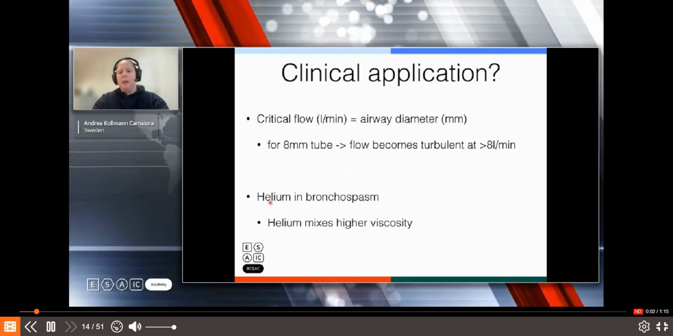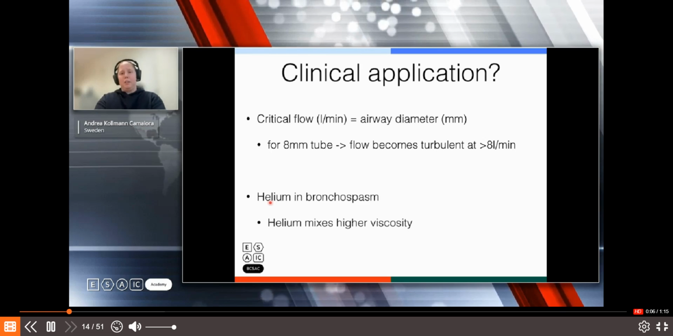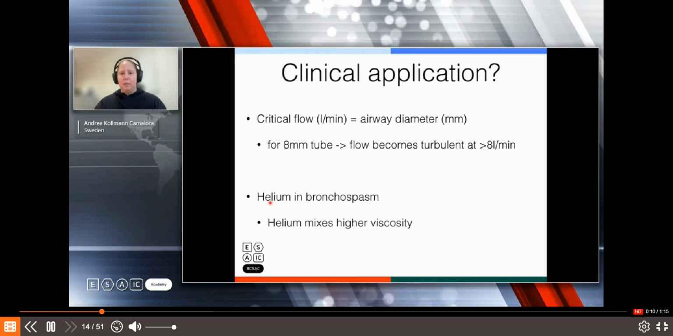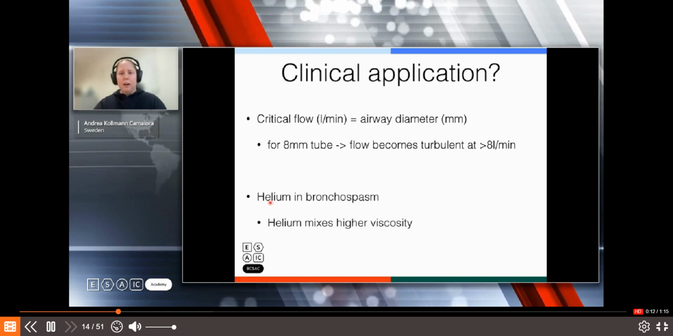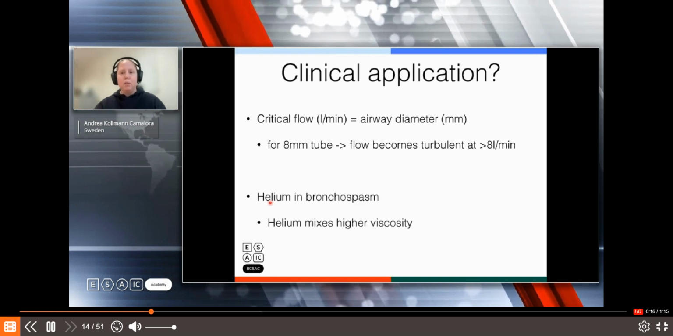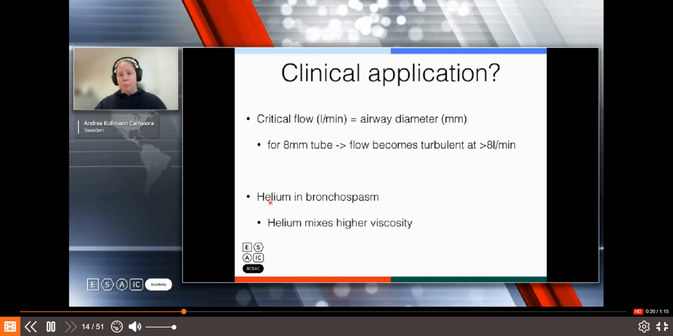And you're telling me, okay, you've told me about one clinical application. What other clinical applications are there? Well, we ventilate patients in our anesthesia machine every day. We put tubes in the airway, and tubes have a diameter. So I need to make sure that the flow that I'm putting through my tubes is not too high. Otherwise, the flow will be turbulent.